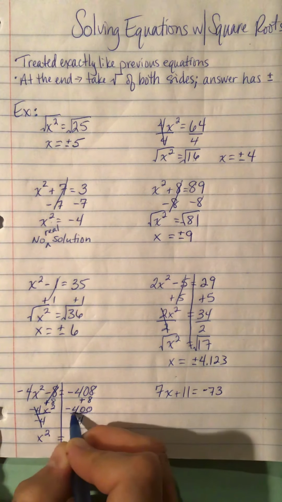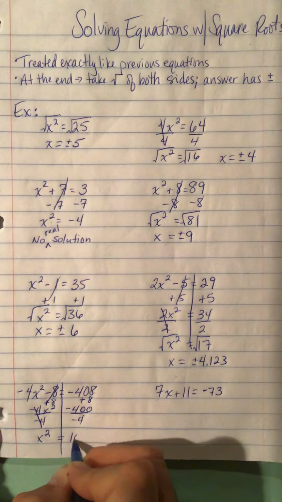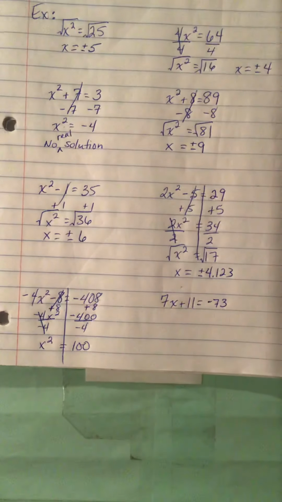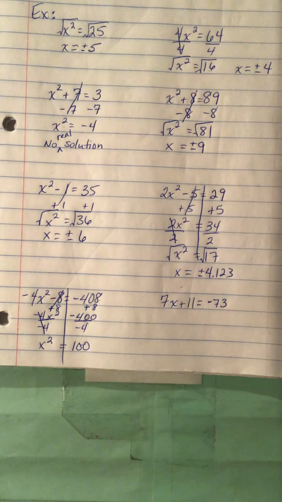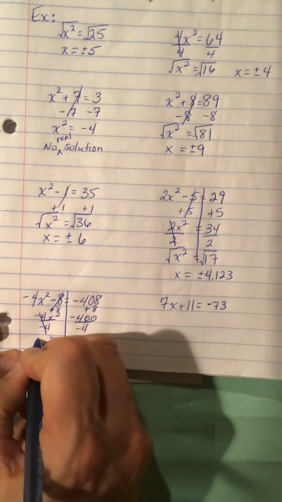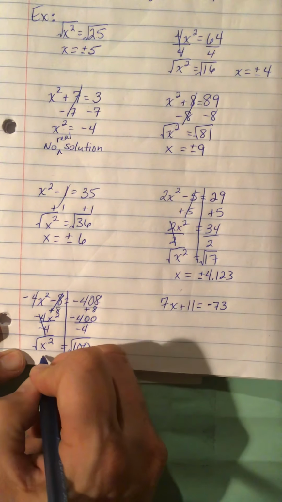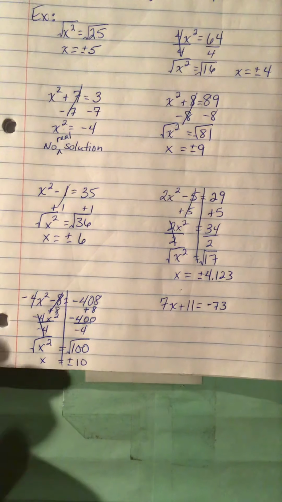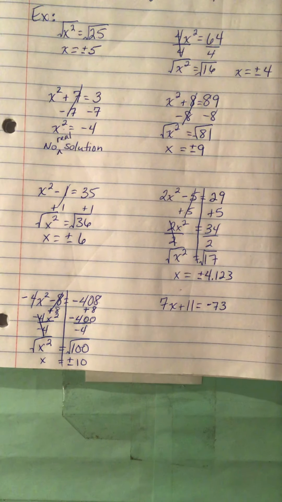Positive x squared equals, negative divided by negative is positive. So that helps out. You have to have that number turn out to be a positive right there in order to be able to take the square root. Take the square root of both sides, and x equals plus or minus 10.